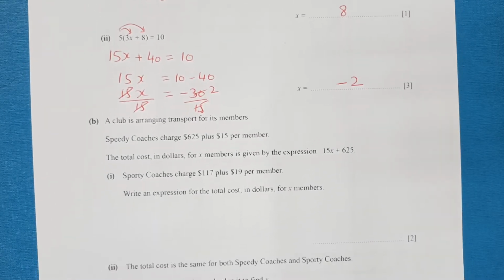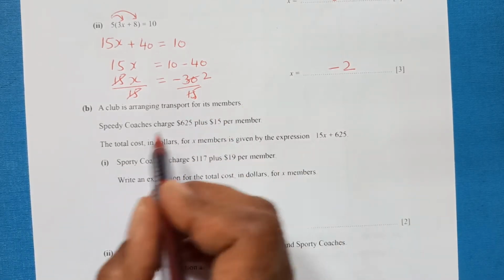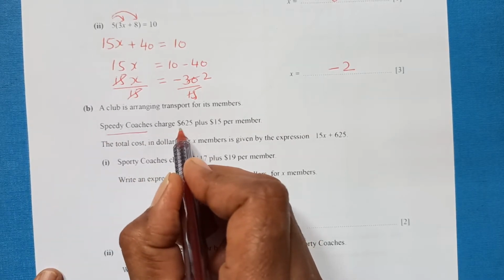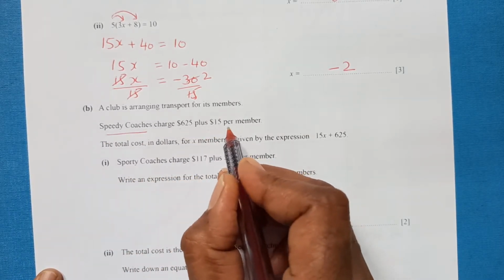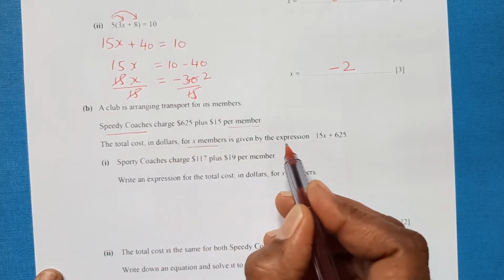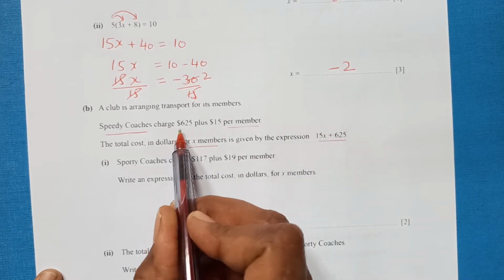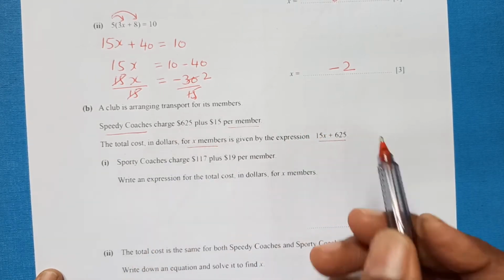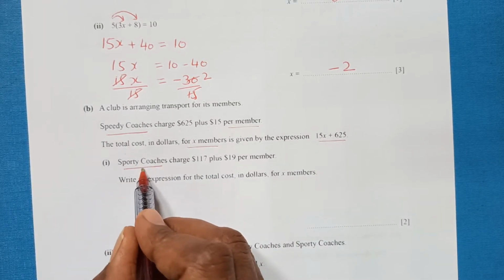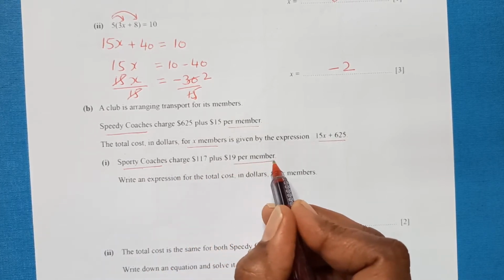So part B. A club is arranging transport for its members. Speedy Coaches charges $625 plus $15 per member. The total cost in dollars for x members is given by the expression 15x plus 625. Sporty Coaches charges $117 plus $19 per member.